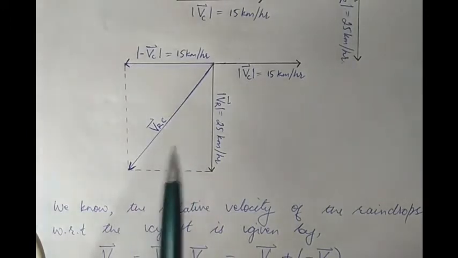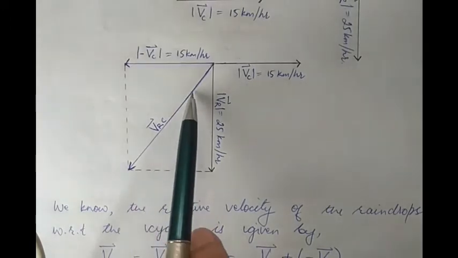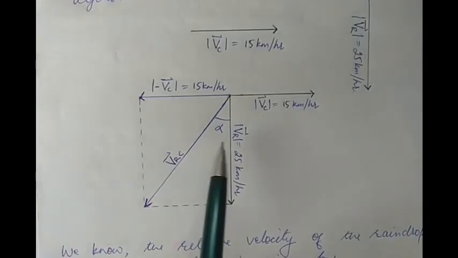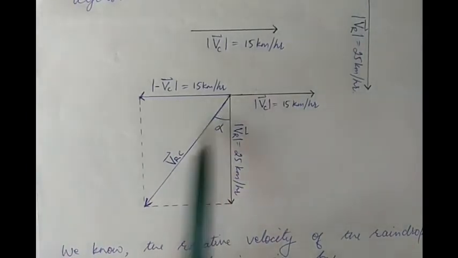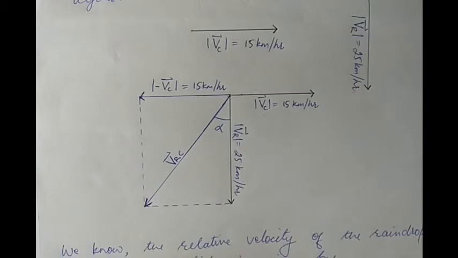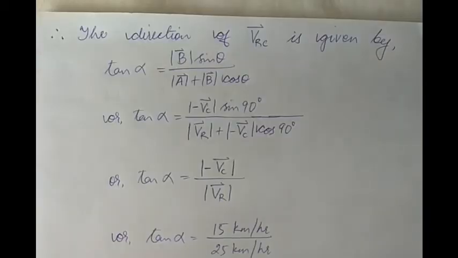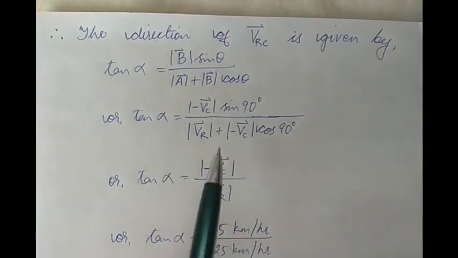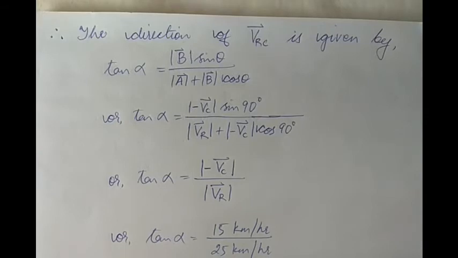And what we now need to find is the value of this angle at which the raindrops are falling for the cyclist. To get the direction, let us consider this angle to be alpha. That is the angle which VRC makes with the vertical to be alpha. Therefore, the direction of VRC is given by tan alpha is equal to b sine theta divided by a plus b cos theta, which is the formula we get for direction from the parallelogram rule.